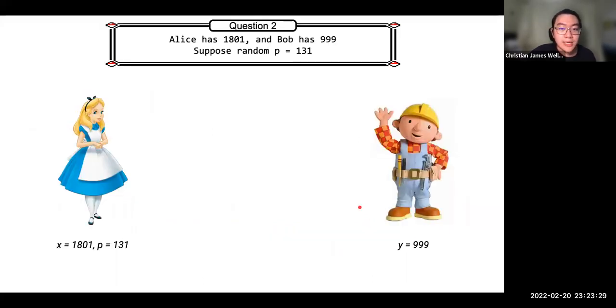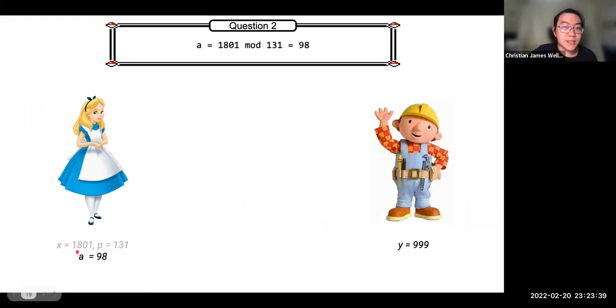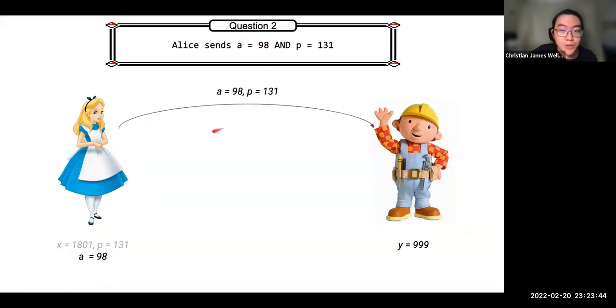Here's an illustration. Again, for example, x is 1801 and the prime number is 131. Let's say we mod it together, and a is 98 after the modulus. After that, we'll send over the 2 numbers, a equals 98 and p equals 131. After that, Bob will do the same thing. Bob will compute with his number 999, and b is 82, because after modding by 131, it will get 82.